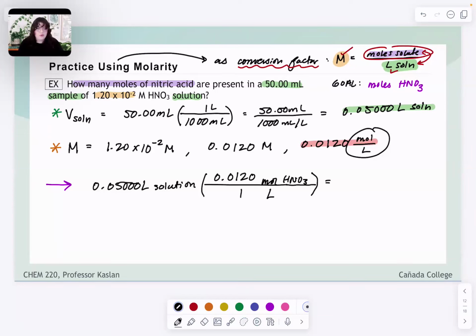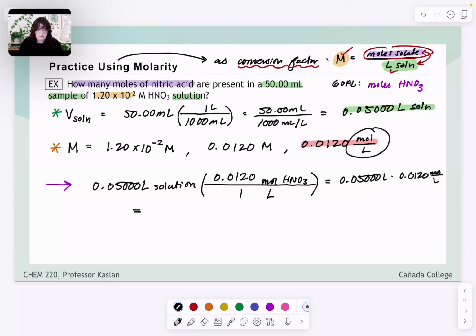And if you don't like this visual way of seeing our math, then I'm just going to show it to you as a product. That's what this is. 0.05000 liters times 0.0120 moles per liter, right? Liter over liter leaves us with moles. If you like the visual method, that's fine.